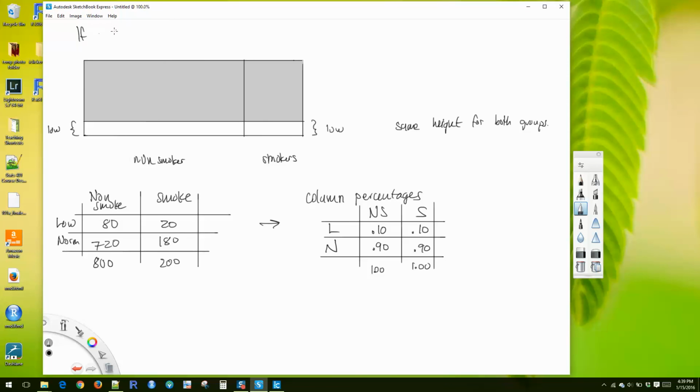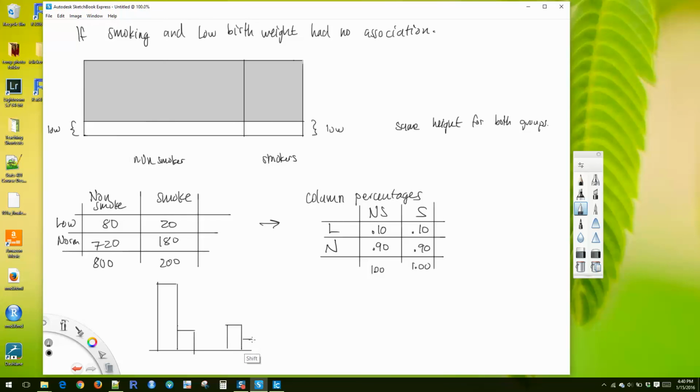So this is if smoking and low birth weight had no association. This is what we would see regarding percentages. You can create all sorts of bar charts, and bar charts are fine, but if you graphed just counts, you get something that looks like this. And this would be the smokers and the non-smokers. You need to put these on the same scale to see if indeed there's a connection or not.